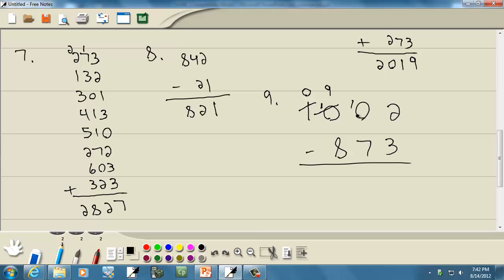But I need to clear over here, so I borrow again. So I cross that out, that becomes 9, and then I put a 1 here. So this is now 12. Well, 12 minus 3 gives us 9. 9 minus 7 is 2. 9 minus 8 is 1, and that's 0, so that drops away. So our answer is 129.